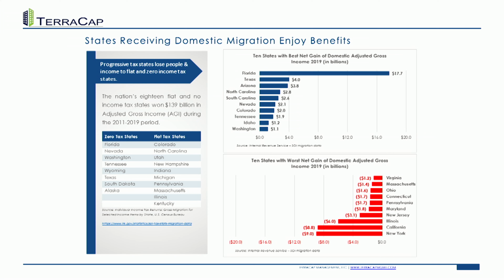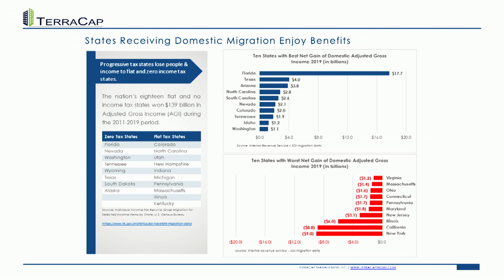But Florida, for example, added $17.7 billion in adjusted gross income in that particular year. Texas, at that time, $4 billion, and we're actually waiting on the new numbers because they tend to be slow. This is from the Census Bureau and the Department of Revenue.